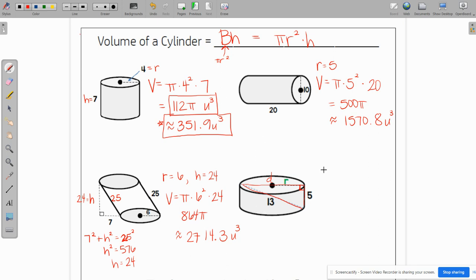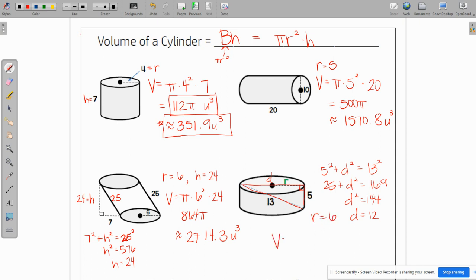So this is another Pythagorean theorem. We would be able to say that 5 squared plus the diameter squared equals 13 squared. So 25 plus the diameter squared equals 169. So the diameter squared would equal 144 if we take 25 away, and therefore the diameter is 12. So if the diameter is 12, then we know that the radius is 6.